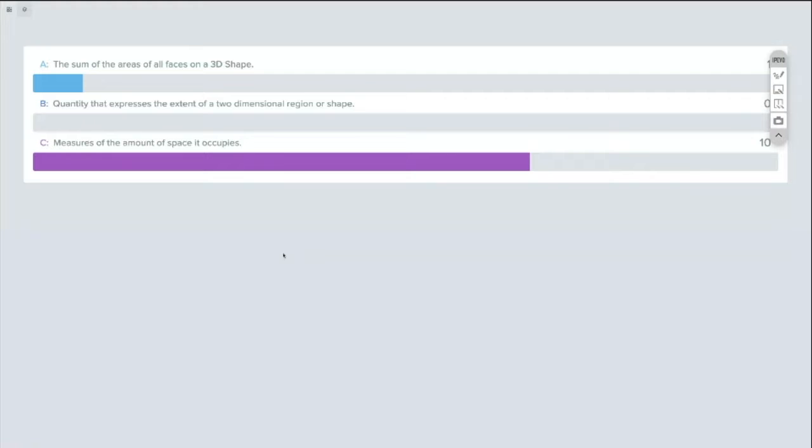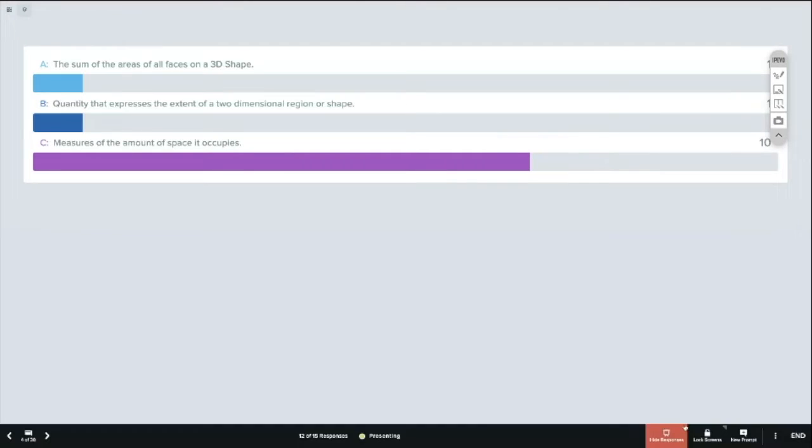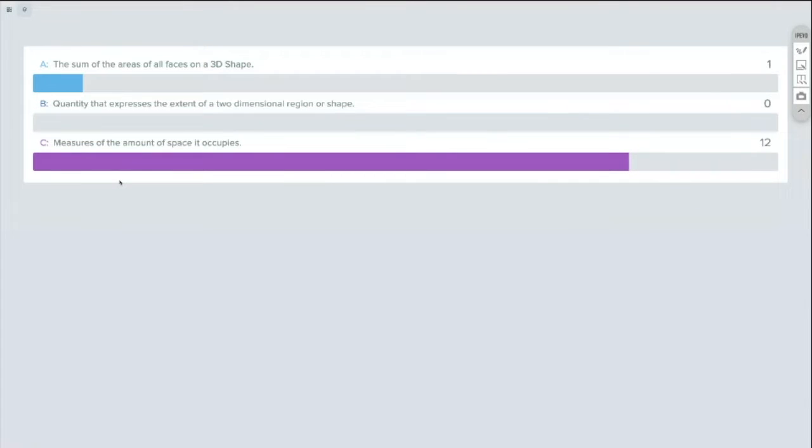Okay, so what is A? Who chose A? Nobody chose B. Many of you chose C. So the correct answer actually is what? Yes, C, correct. Measure of the amount of space it occupies. Like the cone. As they did the flip learning, right, when you put in the rice or the sago and fill the whole cone shape, they already occupy the space. So that is volume. Okay, we go to the next slide.